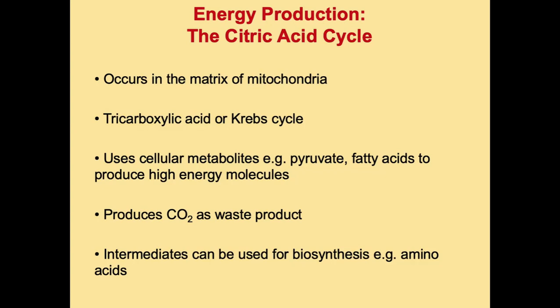This series of chemical reactions uses cellular metabolites such as pyruvate or fatty acids to produce high energy molecules. A waste product of this, which we all breathe out when we respire, is carbon dioxide. This Krebs cycle or citric acid cycle is also used to synthesize intermediates for amino acid synthesis.